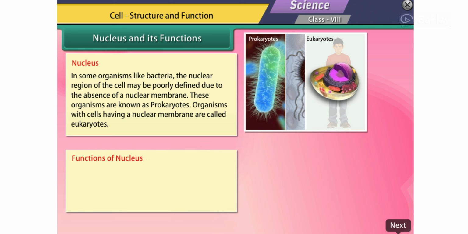Summary. Let us summarize what we have learned. In 1665, Robert Hooke discovered cell first. On the basis of presence of single or many cells, the organisms are of two types: unicellular and multicellular organisms.